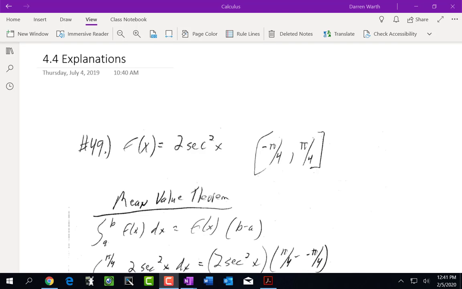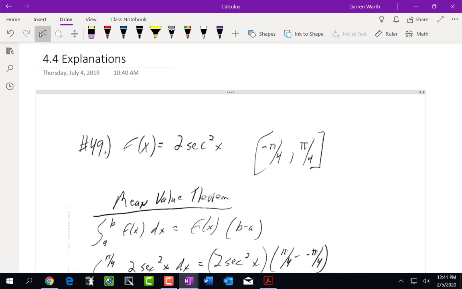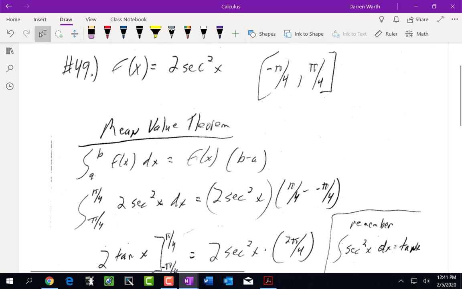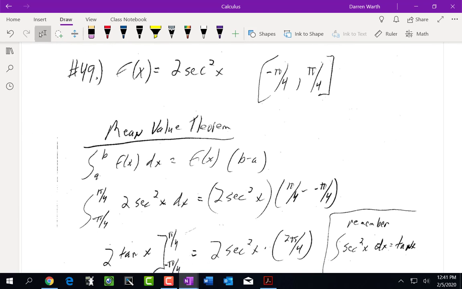So we just need to remember our mean value theorem. It basically says that calculus equals algebra. Here's my calculus part: the integral from a to b of f of x dx. That's going to equal my algebra, here's my length, here's my width. Length times width is equal to area, which is the definition of what an integral is.